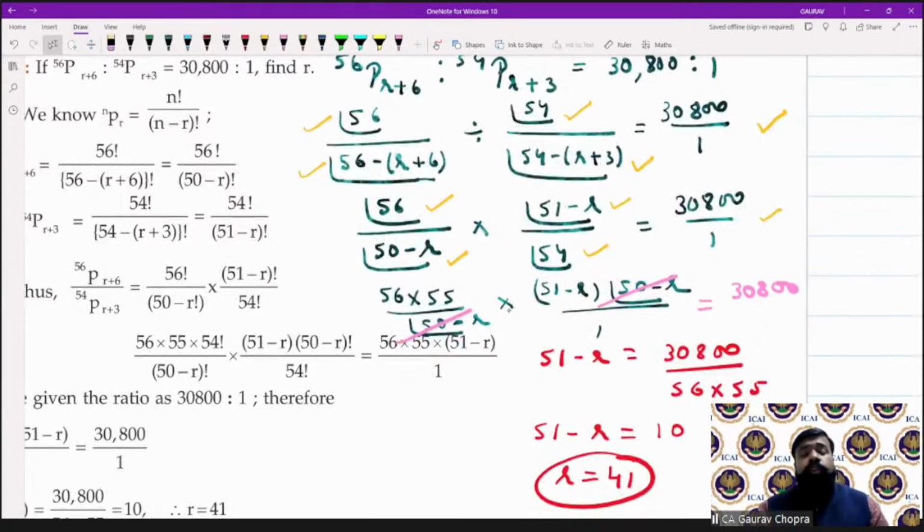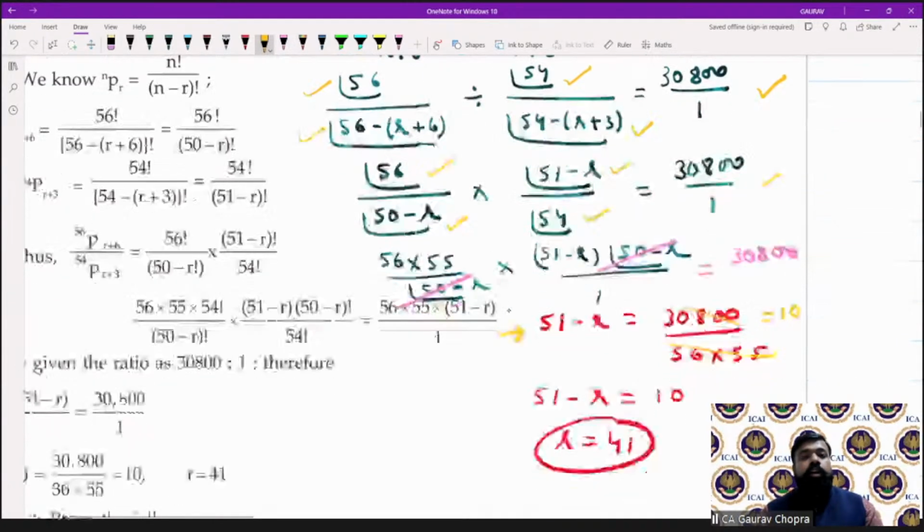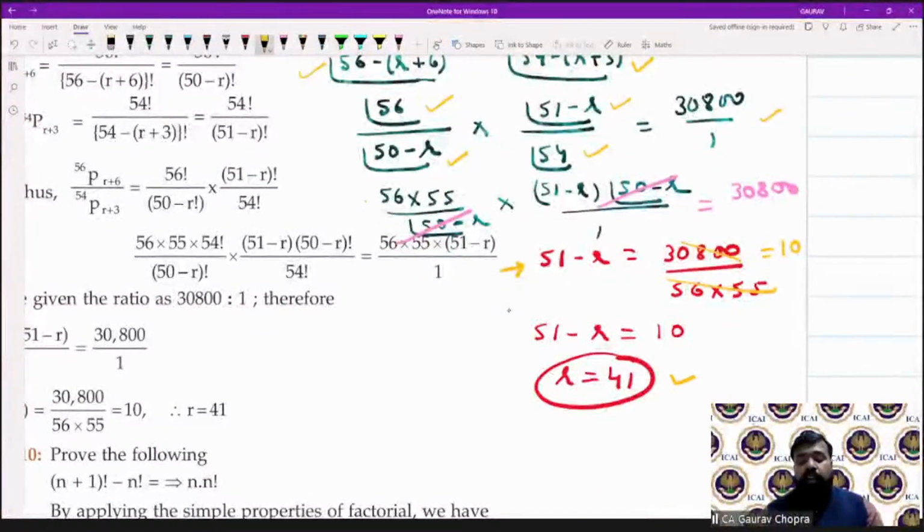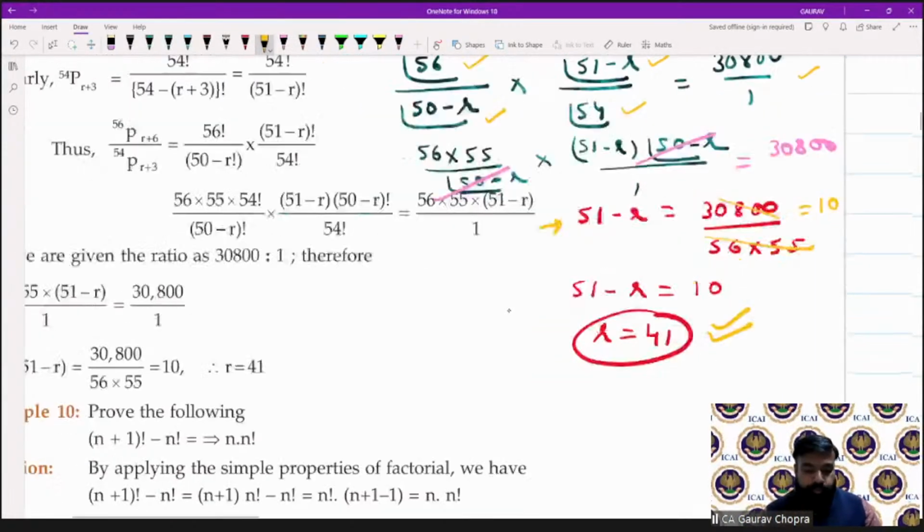Now after that, we have to see which is the bigger factorial. 56 is bigger. So 56 into 55, and factorial 54 got cancelled. Then 51 minus r is bigger. So we have opened 51 minus r. So 50 minus r factorial got cancelled. Therefore we are left with only 51 minus r, and these two got cancelled. What is left is 10. So 51 minus r is 10. Then r is equal to 41. In this way, we can simplify and find out the value of r.